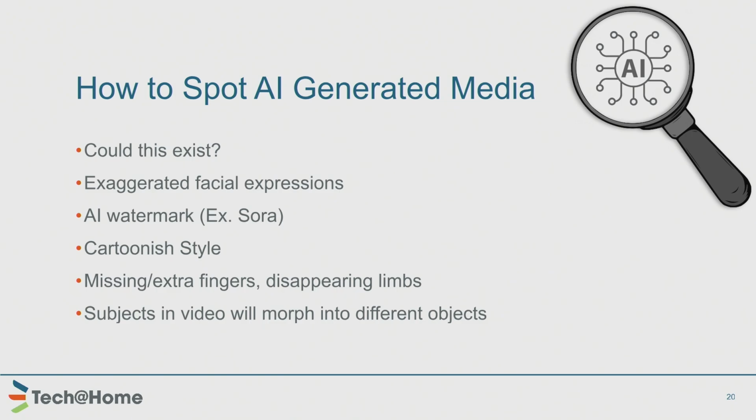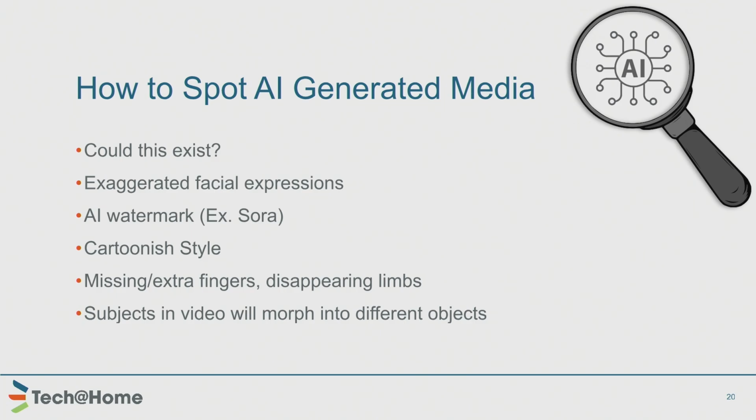Oftentimes, they will include exaggerated facial expressions, almost cartoonish in a way. You will see AI watermarks. So we went over Sora, which is one of the most common AI video generation platforms. If you see an AI watermark, it will immediately tip you off to there being an AI-generated piece of content, I would hope. You just need to learn to recognize that watermark. Like I said a little bit, there would be a cartoonish style to them. Oftentimes the skin and hair is shaded flat. It would not be exactly what you would be looking for in a realistic piece of media.